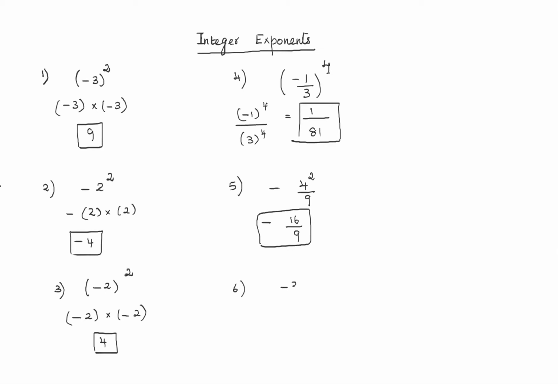Now I have negative 3 to the power negative 3. So what we are going to do here is keep the negative, and this is going to be 3 to the power negative 3. You keep the negative. When you have a negative power, you have to flip it, so it goes to the denominator. So the answer is going to be negative 1/27.